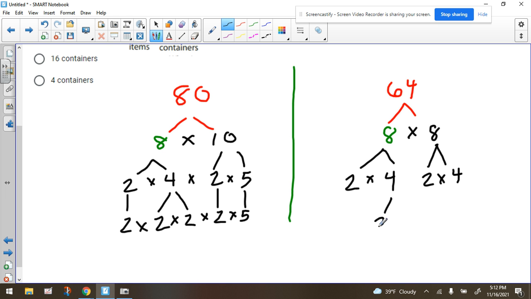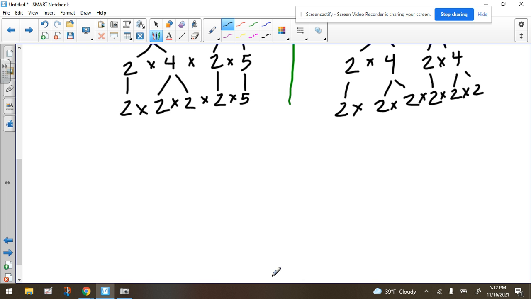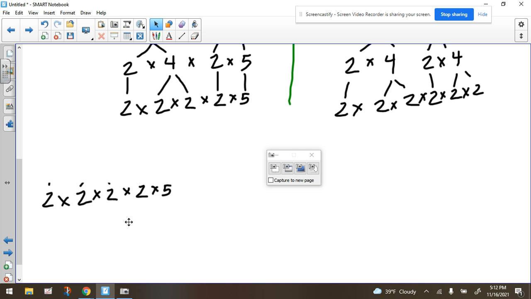And we'll keep branching. Here we have a 2 times 2. Bring down the 2. And 2 times 2. All right, so now when we're doing our Venn diagram, we have a couple options for how we can do this. So one method is I'm going to take a screenshot of the prime factorization that I have here, and I'm just going to move it down here.